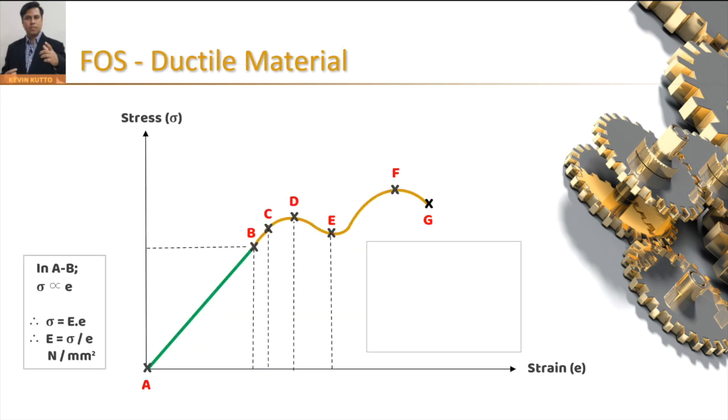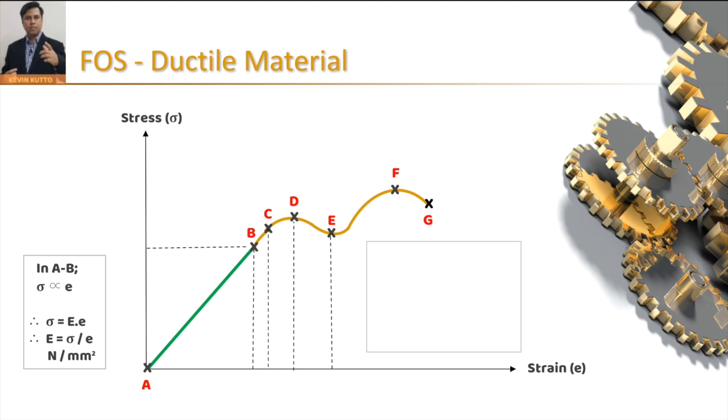So let's look at how the stress strain diagram of a ductile material looks like. In the region A to B, we have a straight line. What does it mean? It means that stress is directly proportional to strain. That means sigma is equal to E times epsilon. And what is E? It is the elastic modulus or Young's modulus, which is the ratio of stress to strain in region A to B, right?